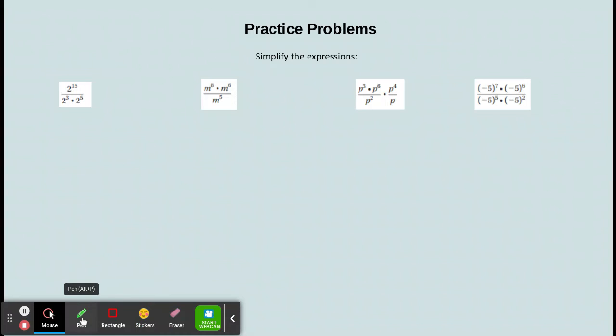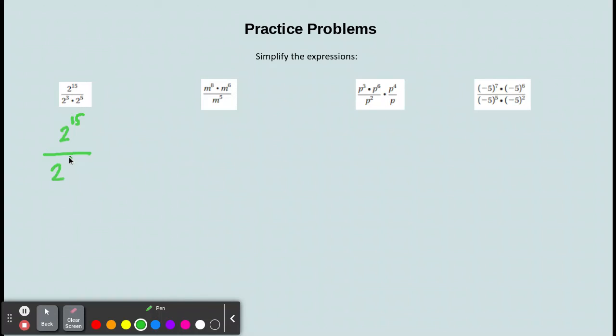Okay, so for this one here, we have 2 to the 15th on top. But on the bottom, we can use our product of powers property to simplify that. And we know we just add our exponents. So 2 to the, what's 3 plus 5? 8. And now we can use our quotient of powers property and then find out what our answer is. It's 2 to the something because we're going to subtract these two exponents to get that number there.